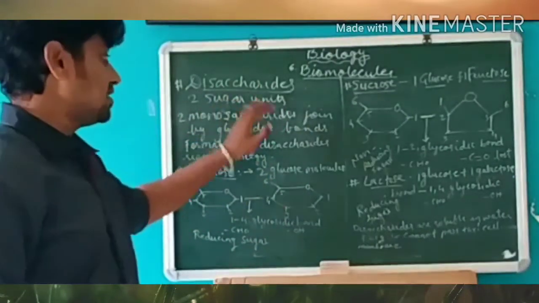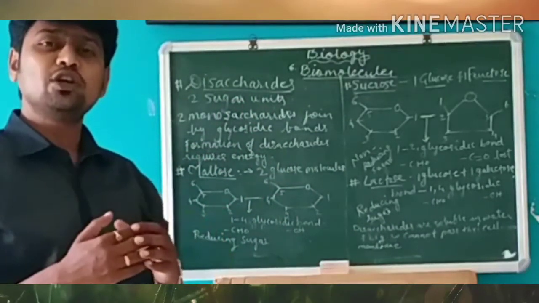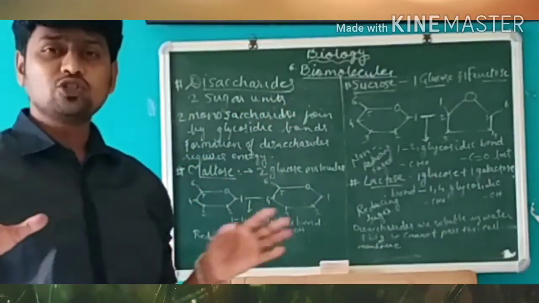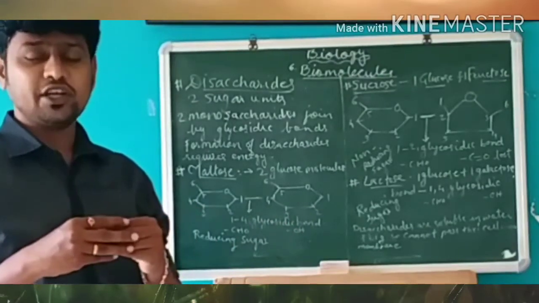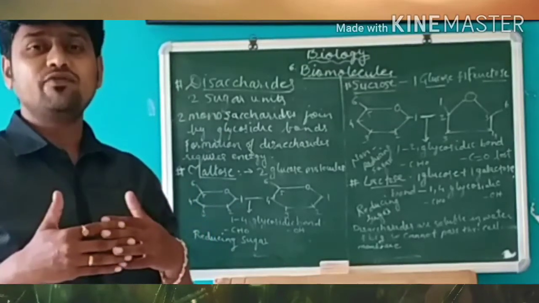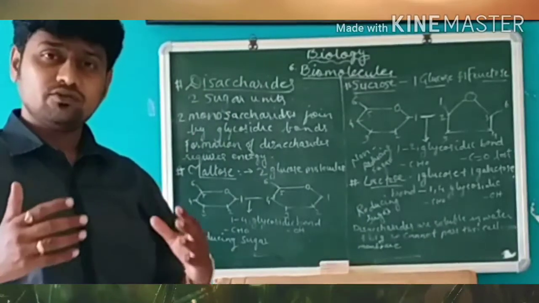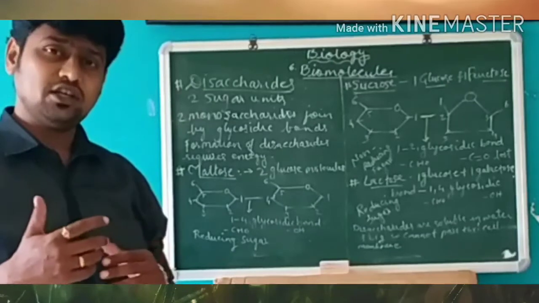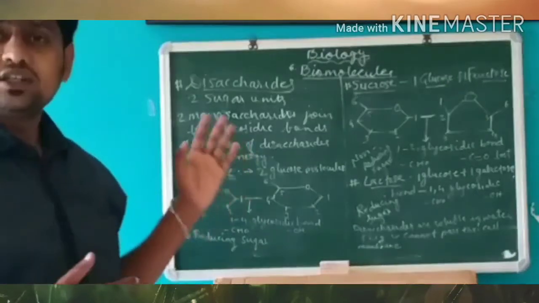Disaccharides are made up of two sugar units. When two sugar units combine together, they form disaccharides. Two monosaccharides come together and join with each other with the help of a glycosidic bond, and they form a disaccharide. For the formation of disaccharides, energy is required. So it's an energy gaining process.